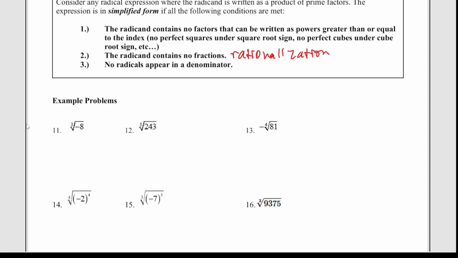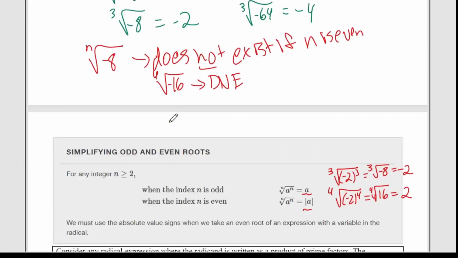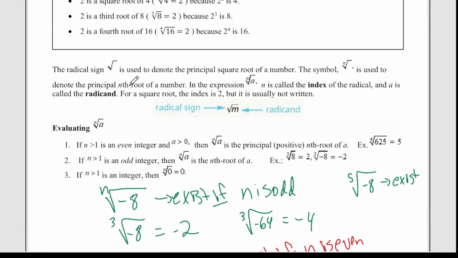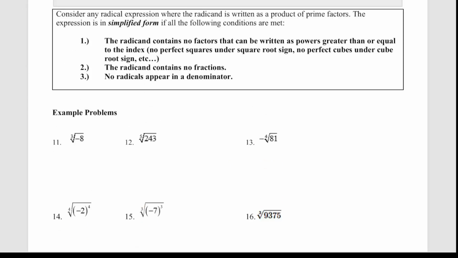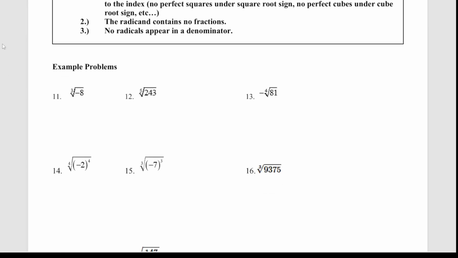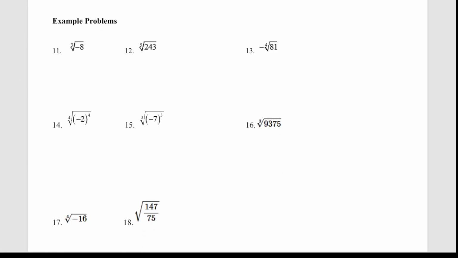That's making sure that no radicals are appearing in the denominator. And just as a reminder on the vocabulary, the radicand is that number underneath that root. So let's go ahead and simplify some of these radicals that have higher ordered powers.